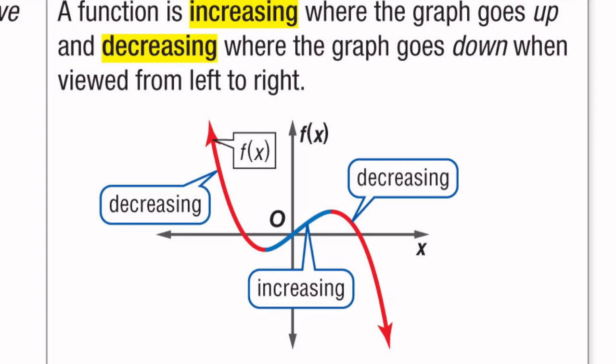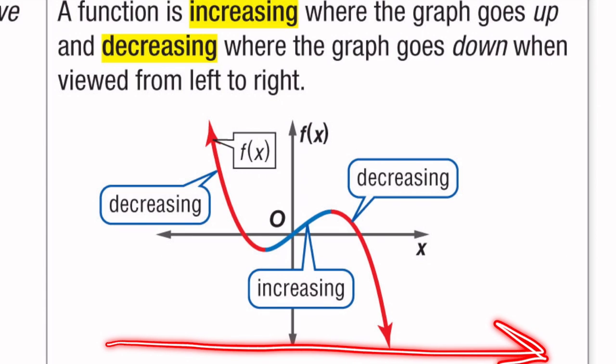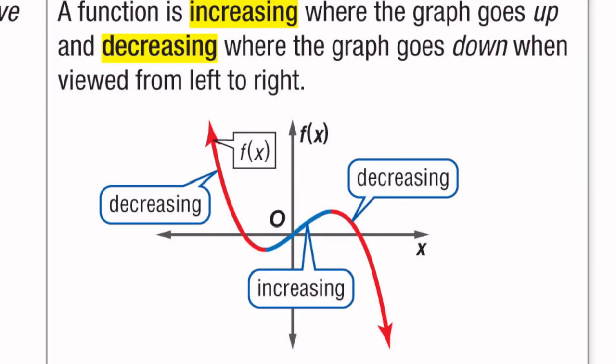So all you gotta do is pretend that you are on a roller coaster. Every time you see that it's going down, that part is considered decreasing, and every time you see that it's going up, that part will be considered the increasing part. So it's very easy to identify once you see that all you gotta do is follow the direction of the graph.